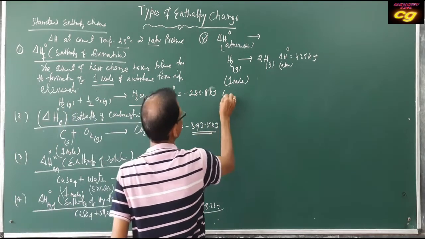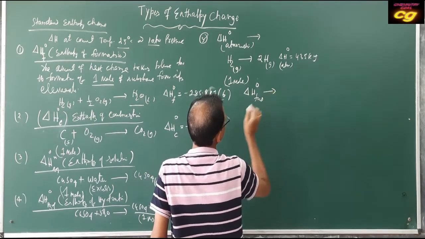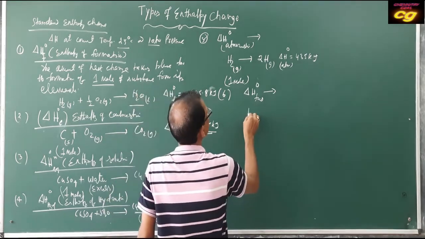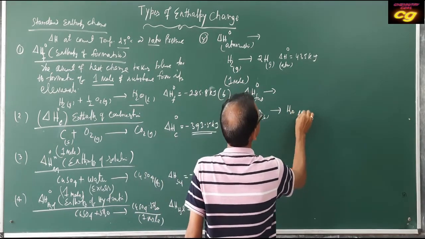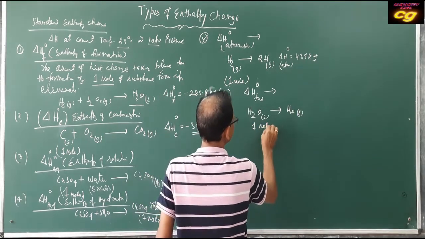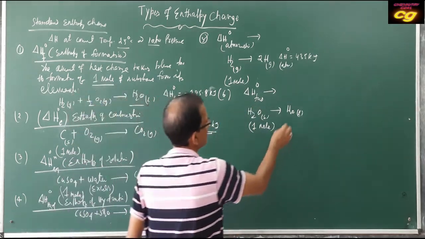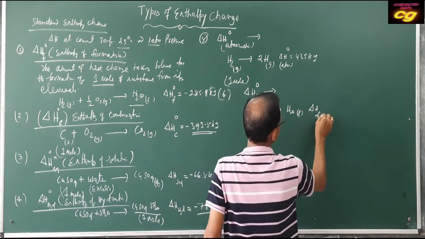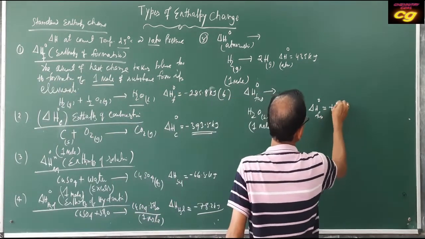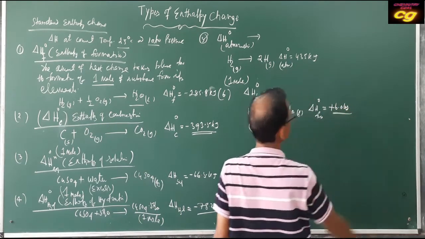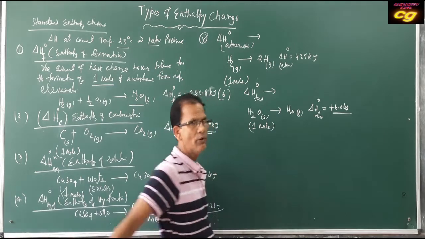Then enthalpy of fusion. What is the enthalpy of fusion? Enthalpy of fusion indicates the conversion of 1 mole of solid to liquid. It should be 1 mole. When 1 mole of solid is converted to liquid at its melting point, this amount of heat change is called enthalpy of fusion. For water it is plus 6.0 kilojoules. This much heat is required to convert 1 mole of ice to water.